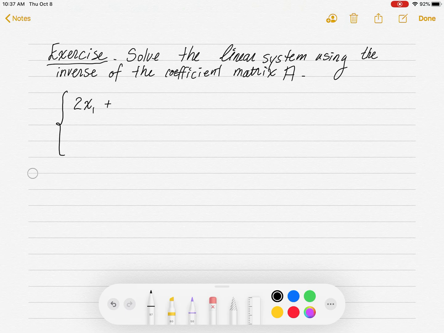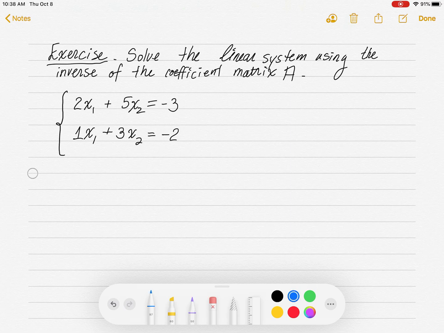Let's say I have a linear system. Let's call it 2x1 plus 5x2 equals -3, and 1x1 plus 3x2 equals -2. So we want to solve that linear system.